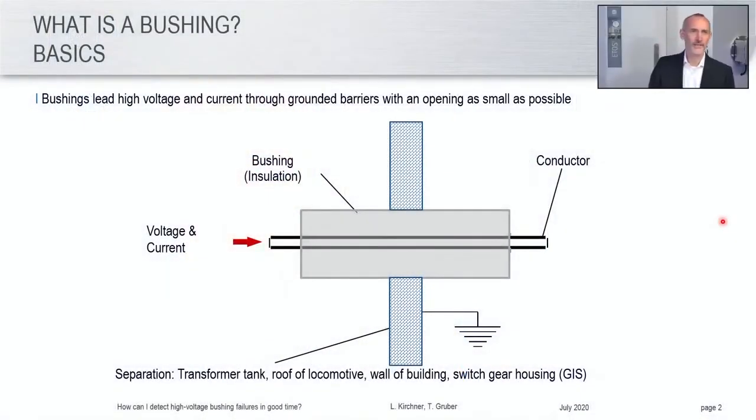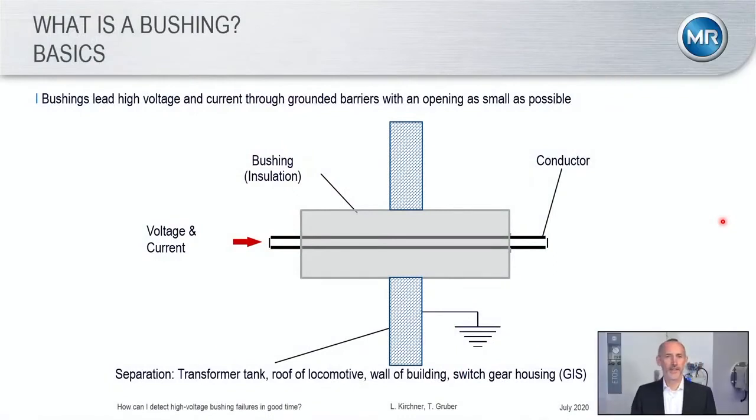What is a bushing? As we can see, very simple and I think clear to everyone, a bushing consists of a conductor made out of copper or aluminum, surrounded by an insulation system to overcome a certain barrier that usually is connected to ground potential, and the conductor itself usually has high voltage potential and is carrying a certain current.